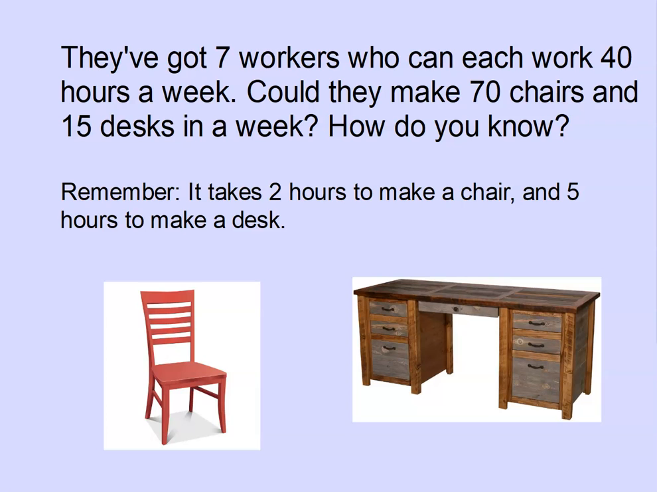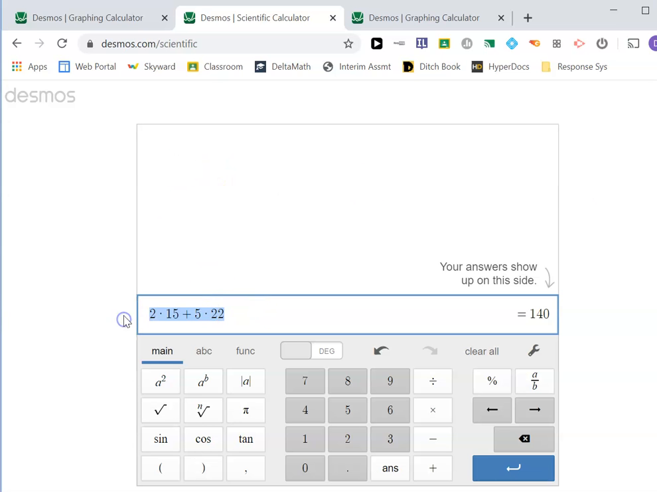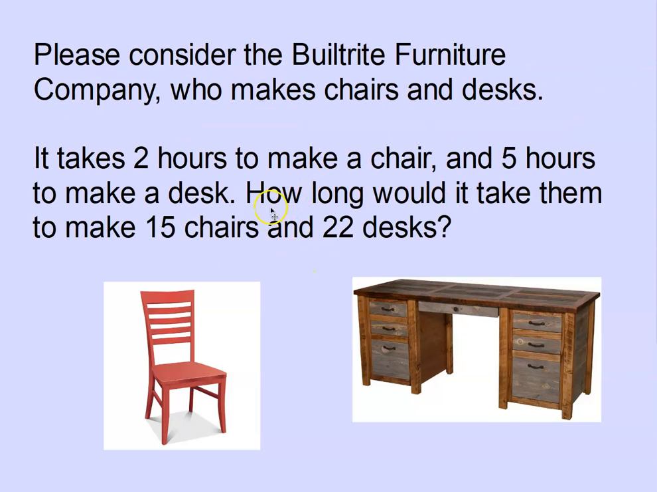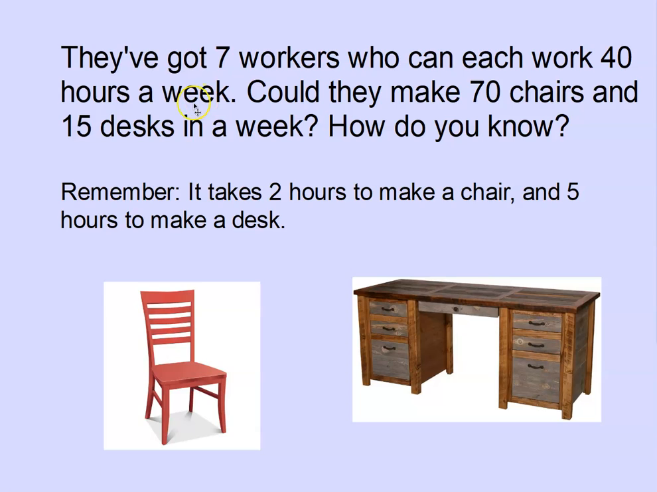So let's check and see, does 70 times 2 plus 5 times 15 go over 280 or not? Let's check our calculator here. We had 70 times 2, and 15 times 5, okay, that's 147. Well, that's below 280. So the answer is yes, they could. Yes, they could make that many chairs and desks in a week based on the fact that they've got 280 hours a week available, and it was only 147 hours to make all these chairs and desks.